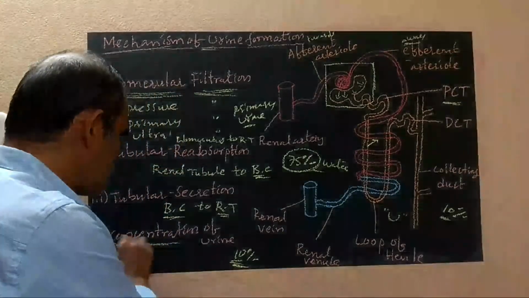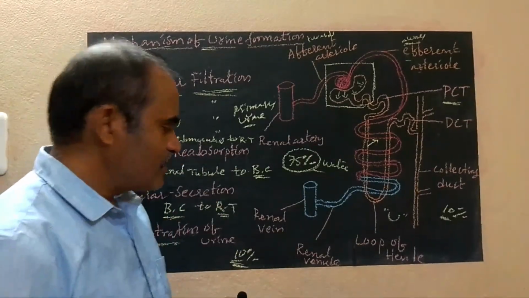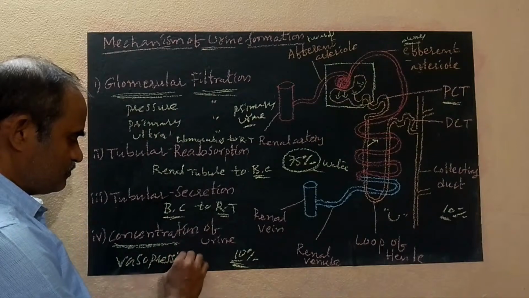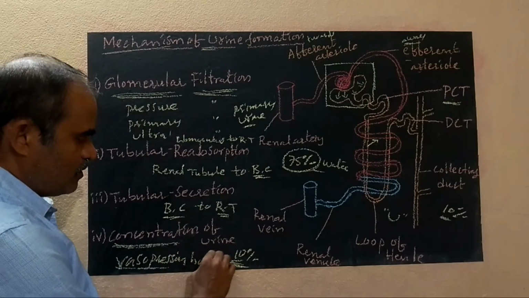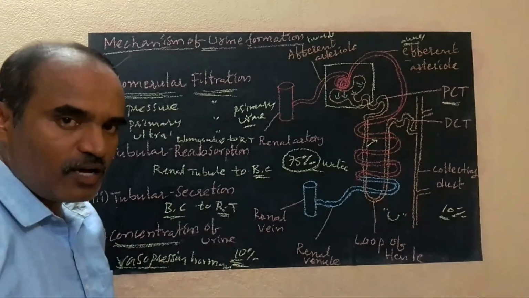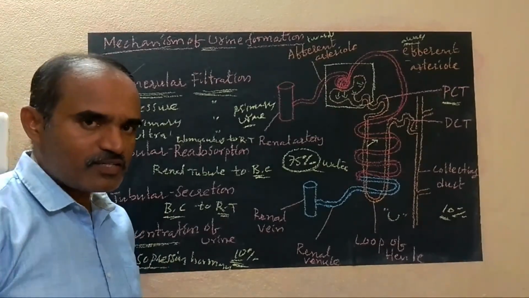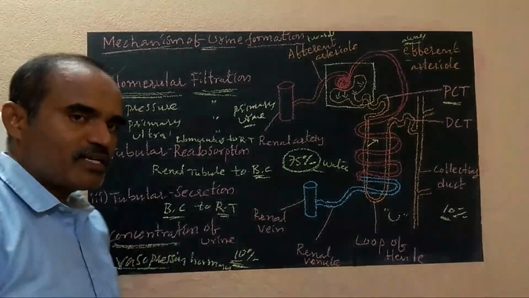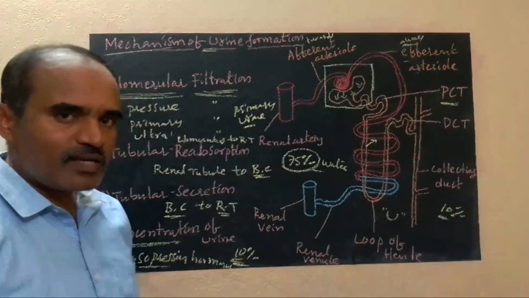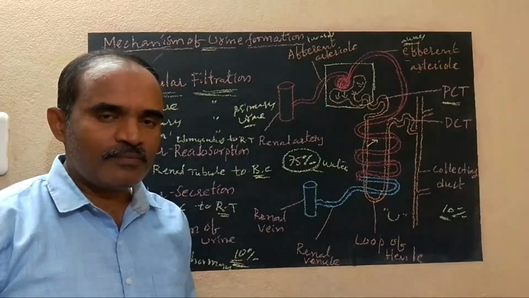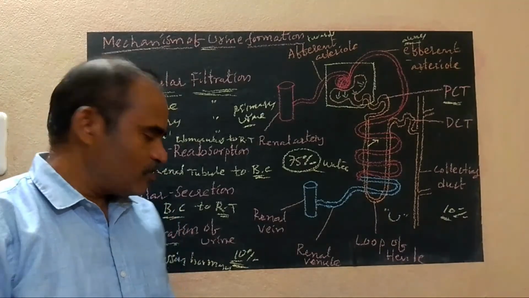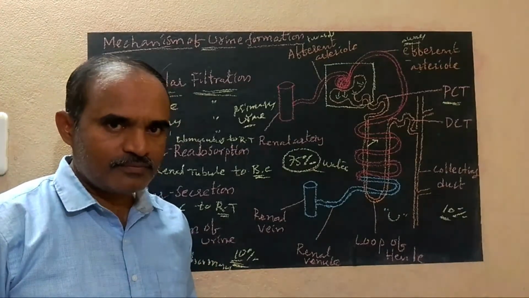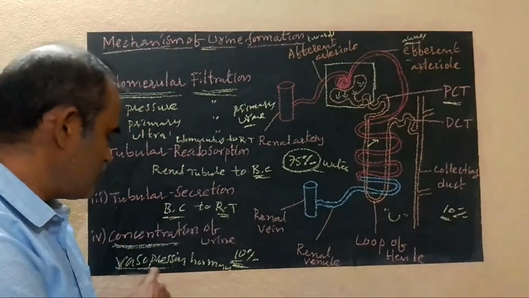The concentration of urine is decided by a hormone called vasopressin. When the water concentration in the body is very low, vasopressin hormone is immediately secreted by the pituitary gland and it decides the concentration of urine.